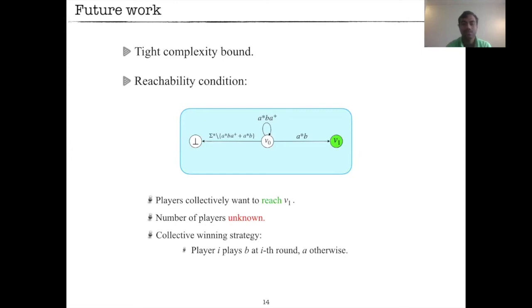For example, at the first round the coalition will play B A power omega. If there is only one player, then it immediately reaches V1. Otherwise, it loops in V0 and the coalition infers that the number of players is not equal to 1. In the second round, they will play A, B, A power omega. Similarly, if the number of players is 2, then the game immediately goes to V1. Otherwise, it loops and the coalition infers that the number of players is not 1 and not 2. This way they can proceed, and whatever the number of players k is, after k rounds they reach the vertex V1.